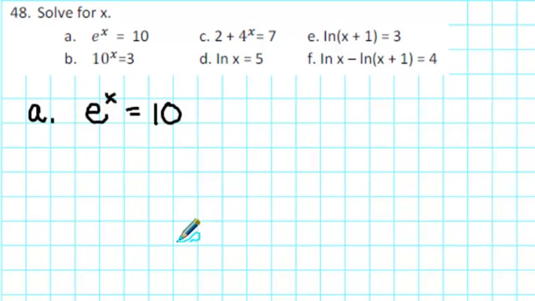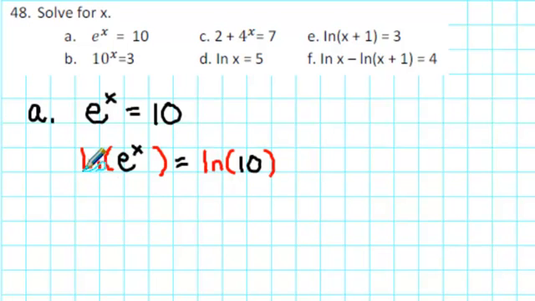Solve for x. In part A, we're asked to solve e to the x equals 10 for x. So what we notice is that the first thing that we're doing is exponentiating x base e. So we need to recall that to undo exponentiation base e, we need to take the logarithm of both sides base e. In other words, take the natural logarithm of both sides.